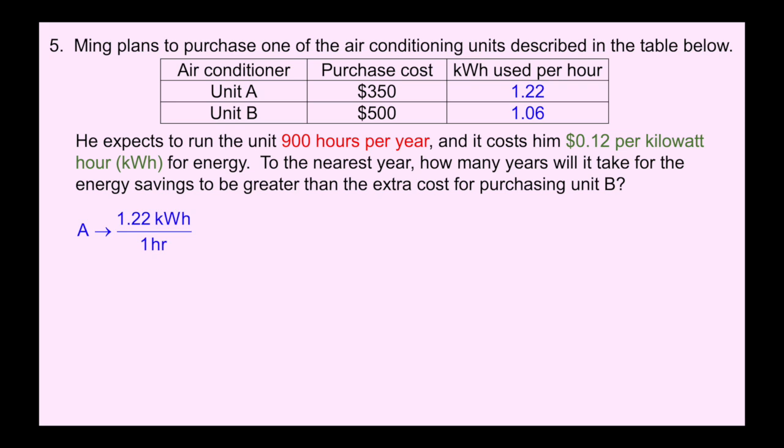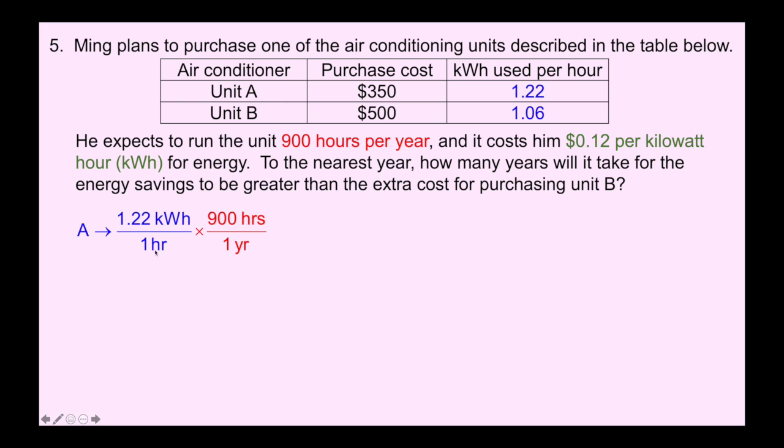So if I start with unit A, and I can say it's 1.22 kWh per hour, and I'm trying to calculate that we're going to run this for 900 hours per year. So basically what that tells me is when I'm multiplying, I'm trying to cancel out the hours, because I want this to be in years. So that means that I should be multiplying this by 900 hours over 1 year.